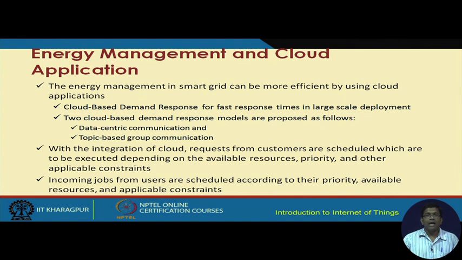For example, we have platform as a service, software as a service, and infrastructure as a service. So, not only will we be using the cloud for storing the information, but different algorithms, different systems, different software can be executed at the cloud end, and that basically helps the smart grid to harness the benefits of the cloud technology.